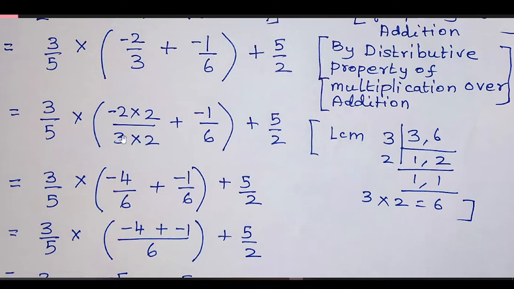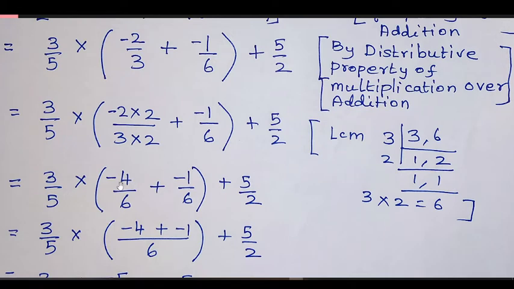If I multiply something on the denominator, I must do the same thing on the numerator, then only the value of this fraction won't change. Okay, it will be an equivalent fraction. So if I multiply the denominator by 2, the numerator also I must multiply by 2. You get 3 into 2 is 6. So the new numerator is minus 2 into 2, which is minus 4. So plus minus 1 by 6 already there.